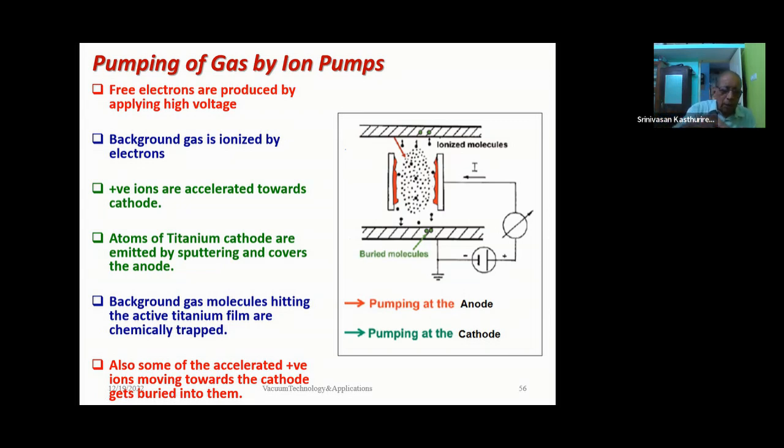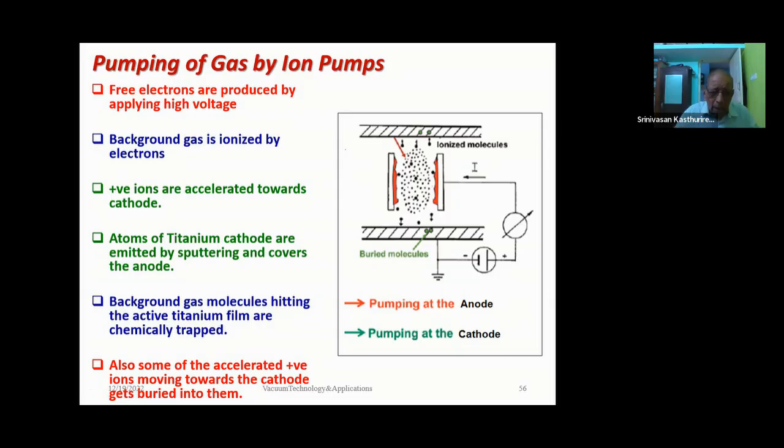So therefore, these ions will now eject titanium atoms from here, and they will be emitted out by sputtering. They go and cover the anodes, you can see the reddish colored things there on the bar at the top. Now the molecules which are hitting the active titanium film will get chemically trapped. Background gas molecules hitting the active titanium film will get trapped.